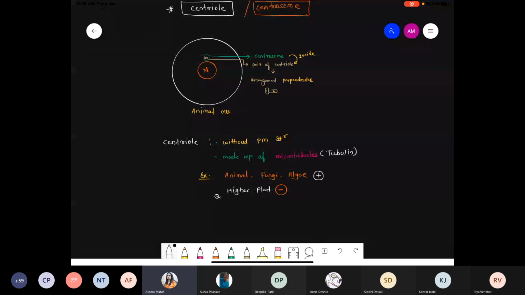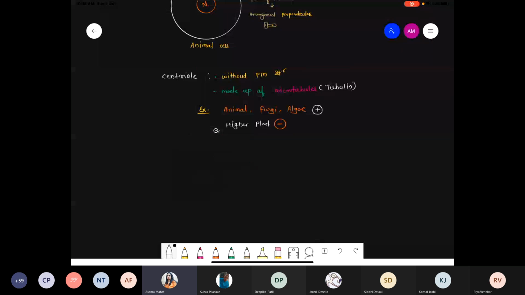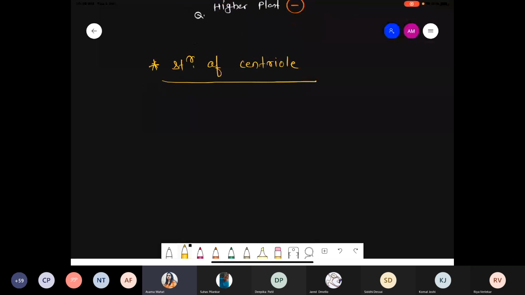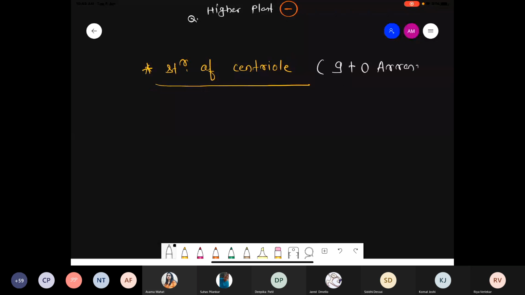So these are the points: in animals, fungi, as well as algae, the centriole is present, but in plants it is absent. Now, another one: we are talking about typical structure, and in this point we are talking about the 9+0 arrangement. So we are talking about the structure of the centriole, which specifically shows the 9+0 arrangement. What is the meaning of 9+0? We'll try to understand this point.